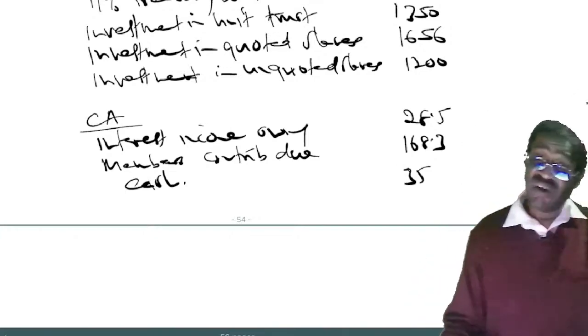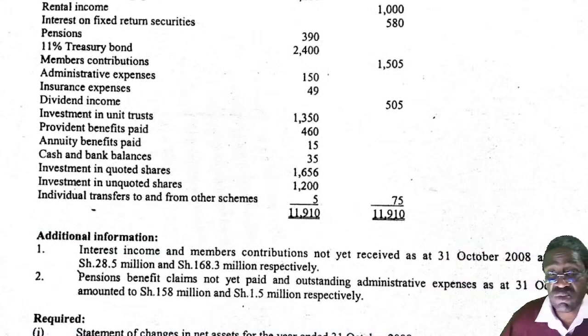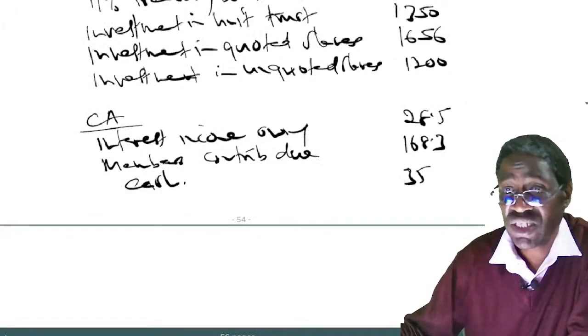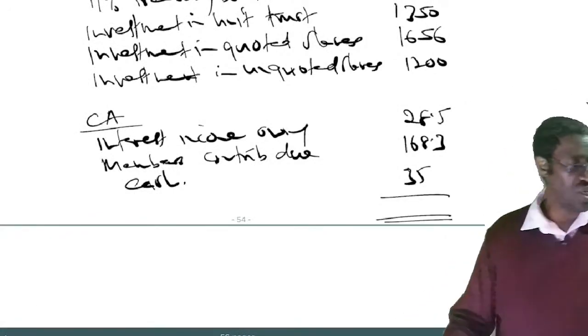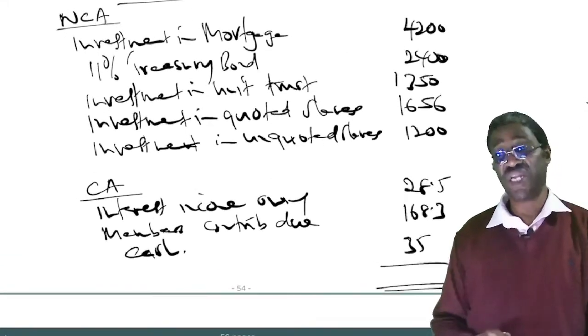I don't think I've left out any other asset. Maybe I can confirm from the trial balance. No. The only other current asset in the trial balance was cash. Otherwise, the other assets were all fixed assets. Good. Let's get the total assets now, so that we go to what we can call equity and liabilities.